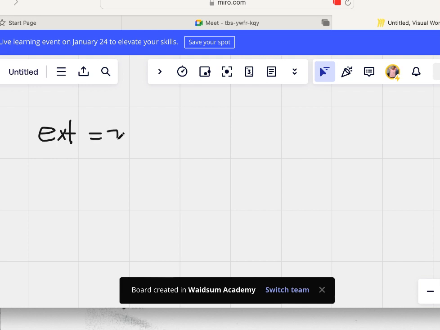Let's define these parameters first. The exterior angle is x degrees, and the interior angle of this polygon is 8x. Find the number of sides the polygon has. Okay, so we want to find the number of sides.